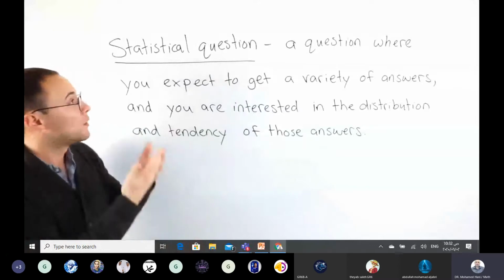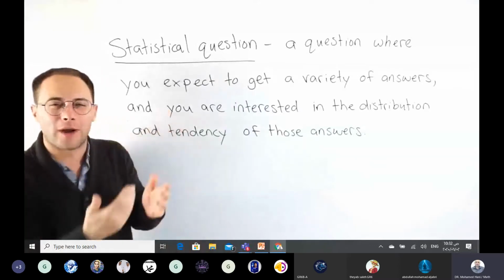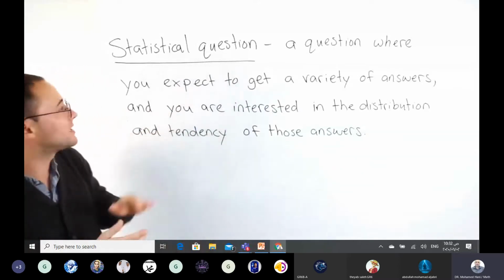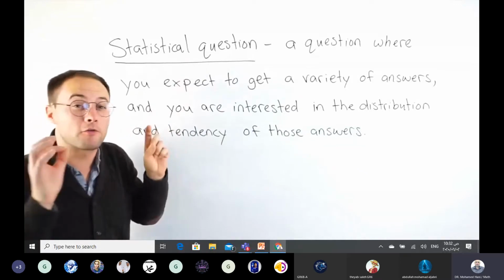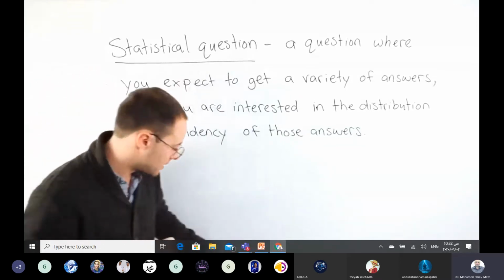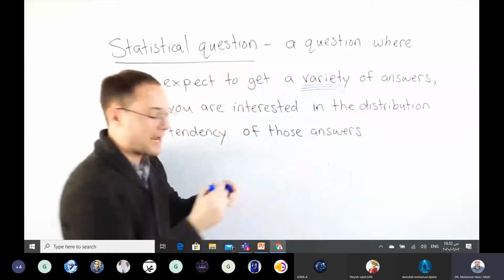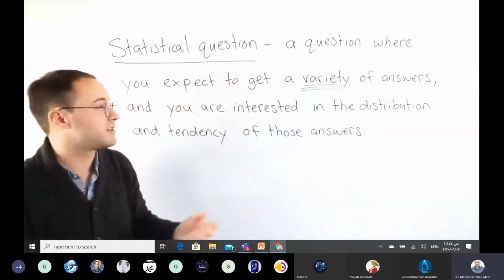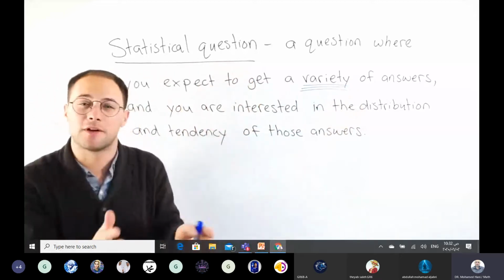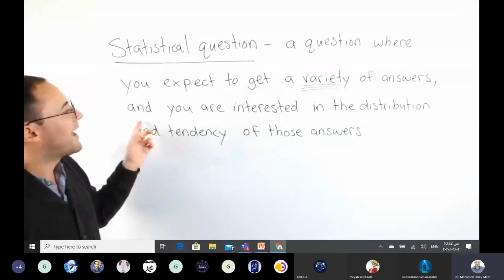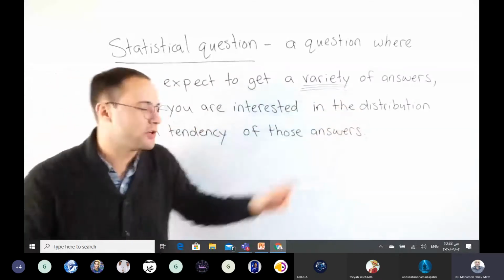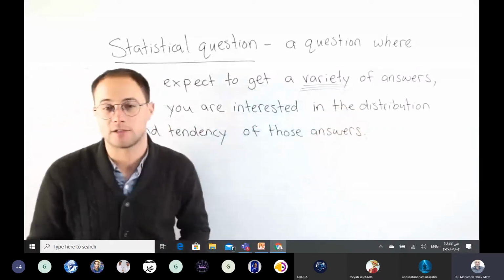Well, first, what exactly is a good statistical question? Well, a statistical question is where you expect to get a variety of answers. That's really big. A variety of answers, a whole range of answers. You're not expecting just a couple different options, right? And you are interested in the distribution and tendency of those answers.